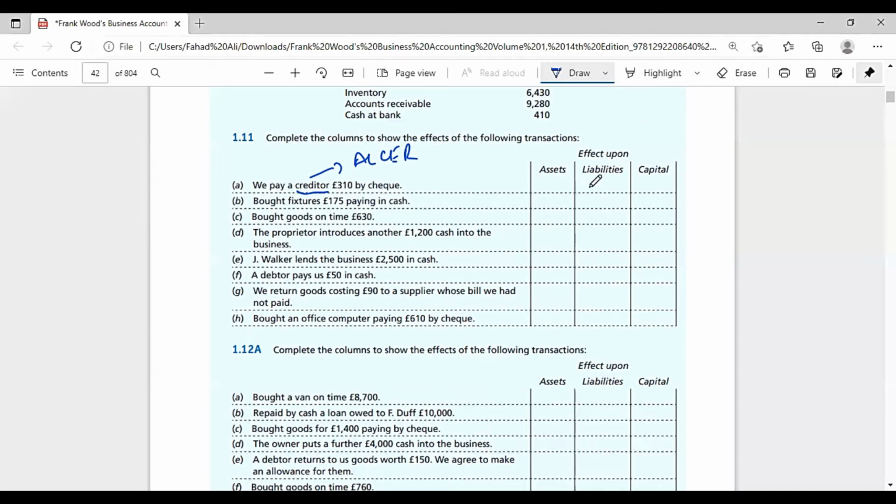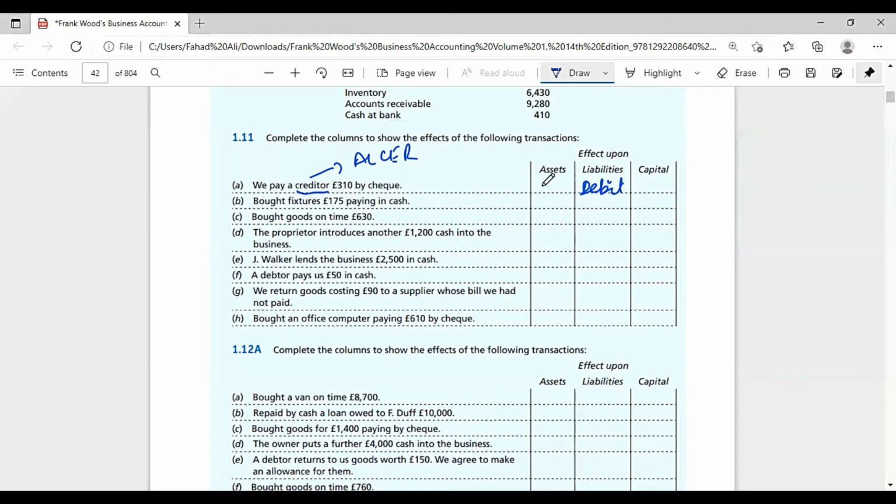What will do? The effect on liabilities. Where do we record the decrease in liabilities? How will we record? We'll just write, like in the journal, the creditor's name is debit and bank is credit. No, no, no. I'm asking about the rules. According to the rules, where do we record the liabilities if it is decreasing? Debit. So write it debit.